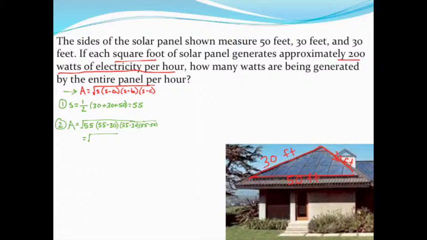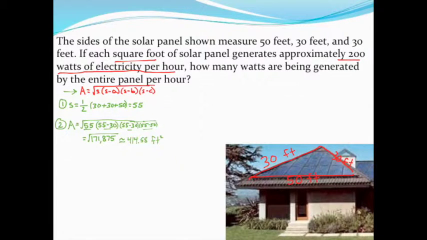I come up with the square root of, checking my notes, 171,875. You can go ahead and pause the video and double check that on your own. Each of those four parts multiplied together. And then finally taking the square root of that, I get an area for my triangular solar panel of approximately 414.58 square feet.